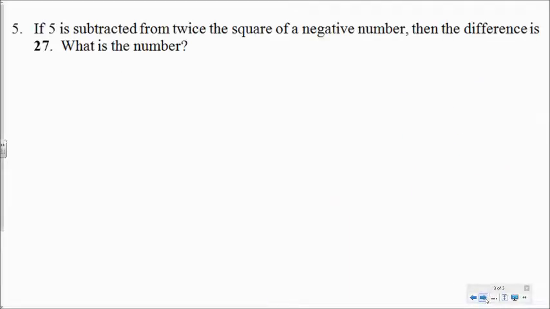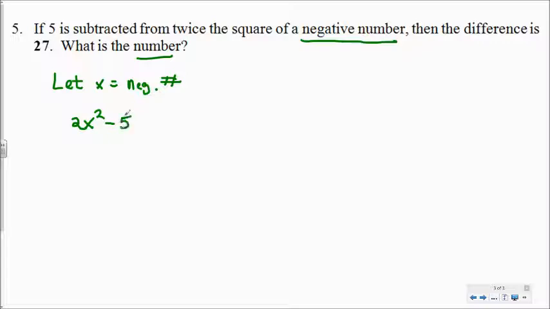Okay, we have one more question, which is a word problem. If 5 is subtracted from twice the square of a negative number, then the difference is 27. What is the number? So recall that when I have a word problem, I should begin by establishing a variable. So I'm going to let x equal the negative number that I'm looking for. And the relationship which is described here is that 5 is subtracted from twice the square of that number, which we've called x. So I'm going to square x, and 5 is subtracted from twice that square. So I'm going to subtract 5 from 2 times the square of that number, and that is 27. That's what's described in this word problem.